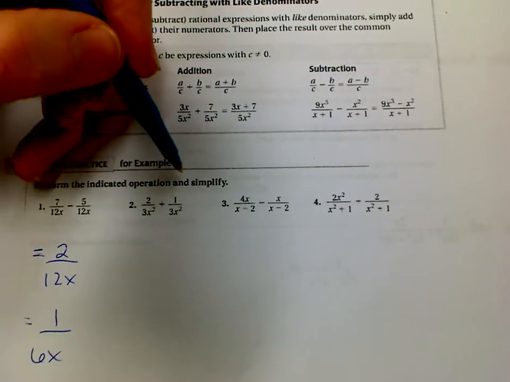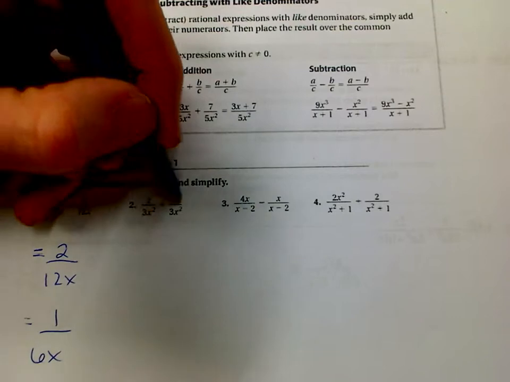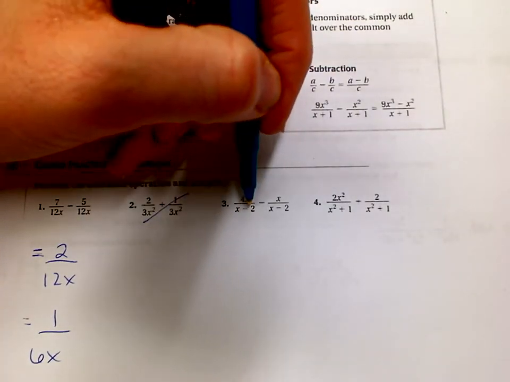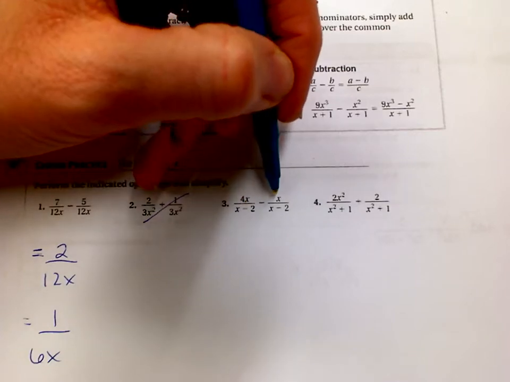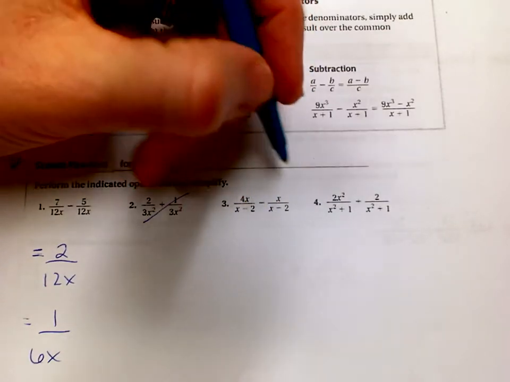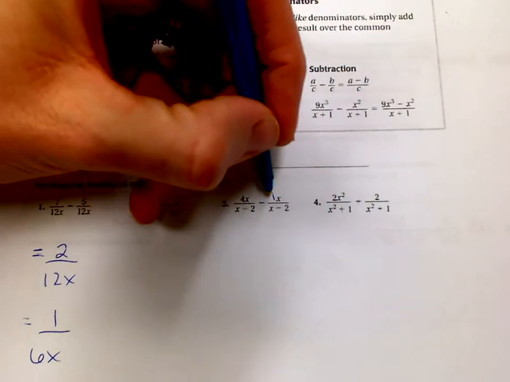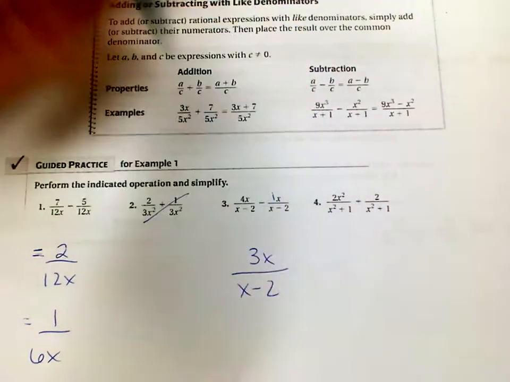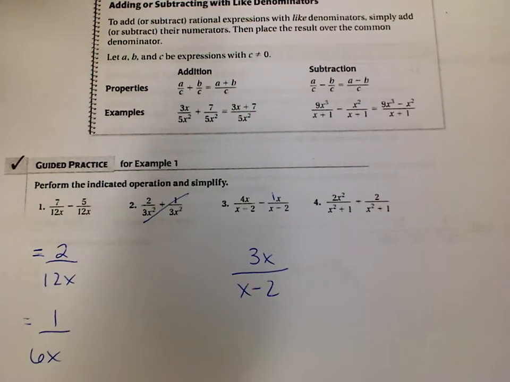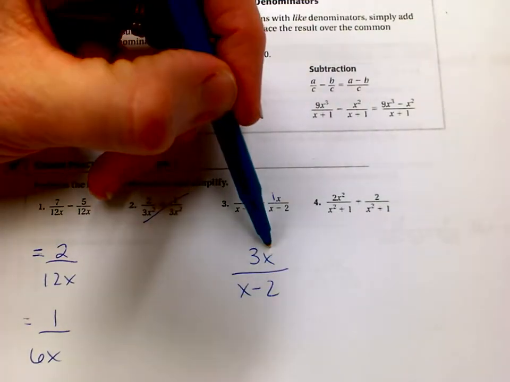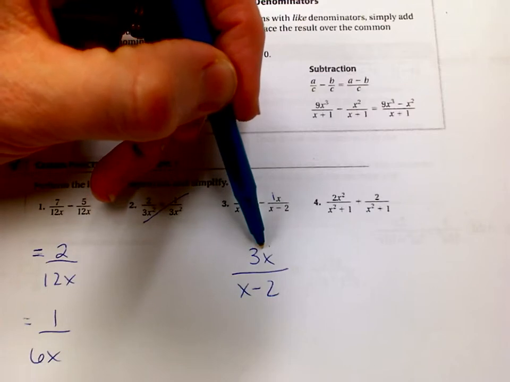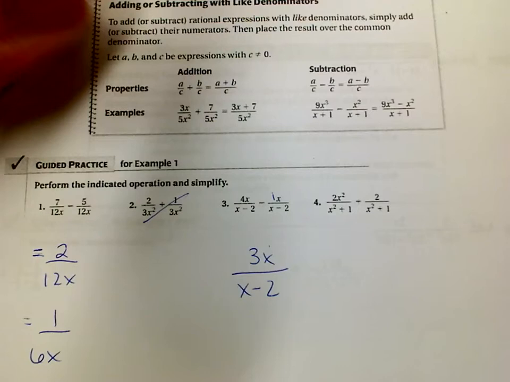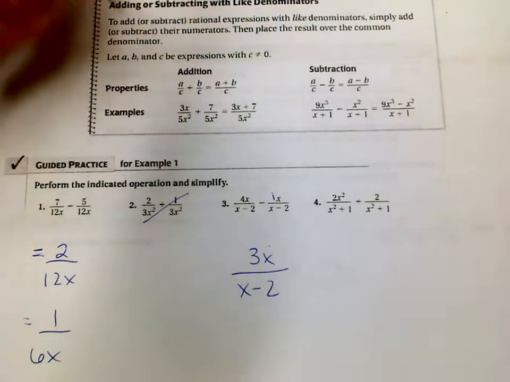Okay? Example number 2 is very similar, so we're going to go ahead and skip that. Let's go on to example number 3. You have 4x over x minus 2 minus x over x minus 2. You might want to think about this as 1x. 4x minus 1x is going to give you 3x over the common denominator, x minus 2. There is nothing we can simplify here because this x is a factor since it's 3 times x. This x is a term since it's x minus 2. So those cannot be reduced out. So that is your final answer.